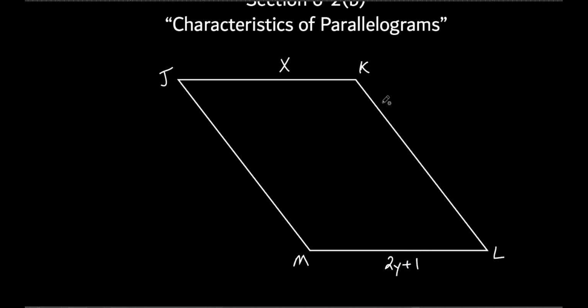But what do I know? If they tell you that it's a parallelogram. Okay, they say it's given that this is parallelogram JKLM. Just by saying this, what does that mean? It means this is a what? It's a parallelogram, right? Okay.